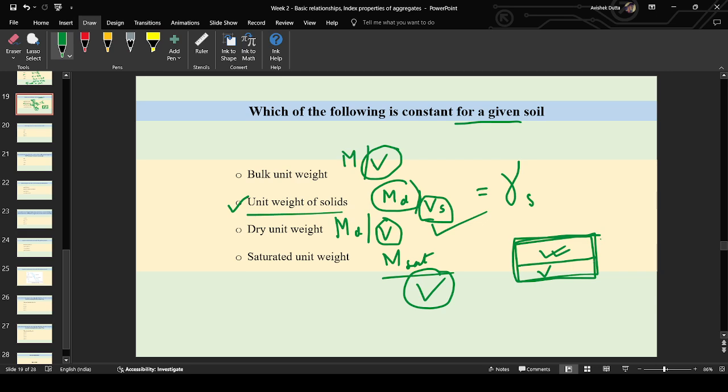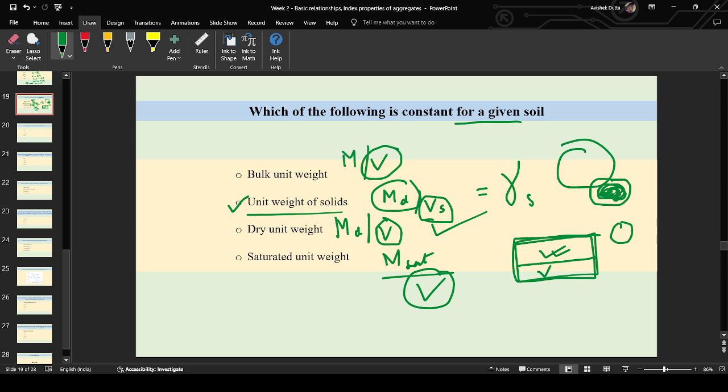This is a very simplified system. Suppose you have a container like this, top view. You have a container and you have soil like this. And the entire volume of the container you are saying to be the volume of the soil mass. So for this given soil, the total volume depends upon the system which you are projecting the soil into. Now I take this soil and put it into a bigger container, or I put it into a smaller container.